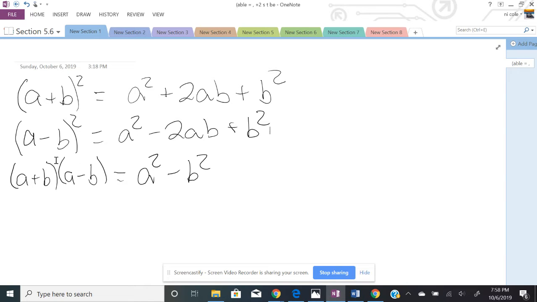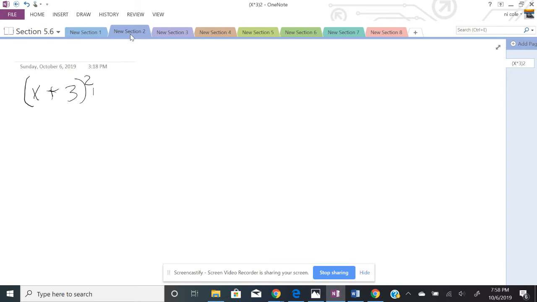And then our last special equation is if you have a plus b times a minus b, that's the same as saying a squared minus b squared. Okay, so here's our first example. A lot of times what I will see is x squared plus 9, and this does not equal that, okay? As we have learned, this is the same as x plus 3 times x plus 3.